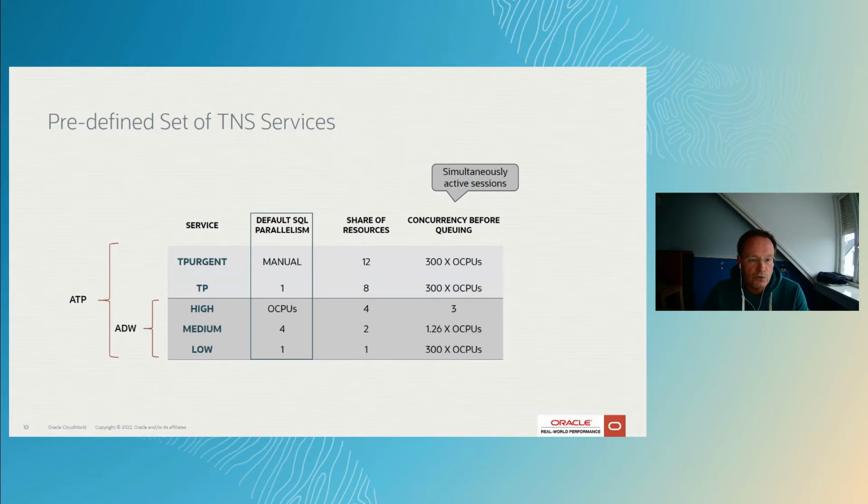So on ATP, we offer 2 additional services. The TP stands for transaction processing, and the TP urgent. Again, TP is similar to the low service. Everything runs in serial. And the big thing with TP urgent is there you can use hints or decorations on your tables to get what we call manual parallelism. So you can control the degree of parallelism on TP urgent. Something to be aware of and also be careful about, because there the concurrency is still at 300.